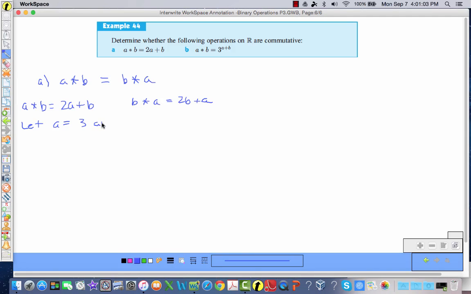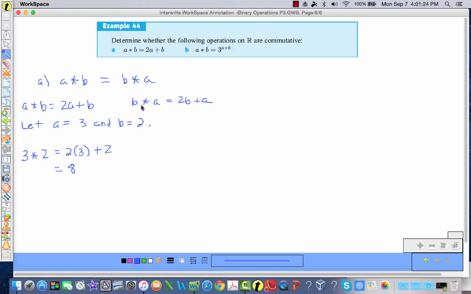Let a equal 3 and b equal 2. Okay, so right here, a is 3, so 3 star 2 would be equal to 2 times 3 plus 2, which is equal to 8. And that's for a star b.